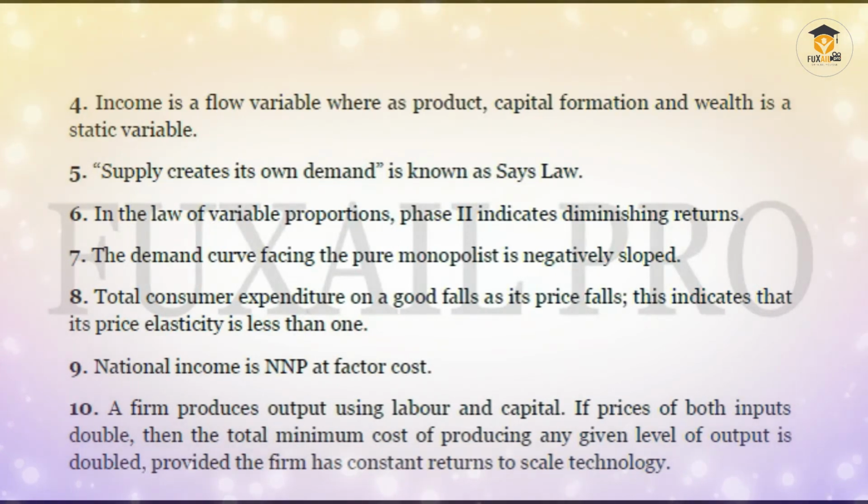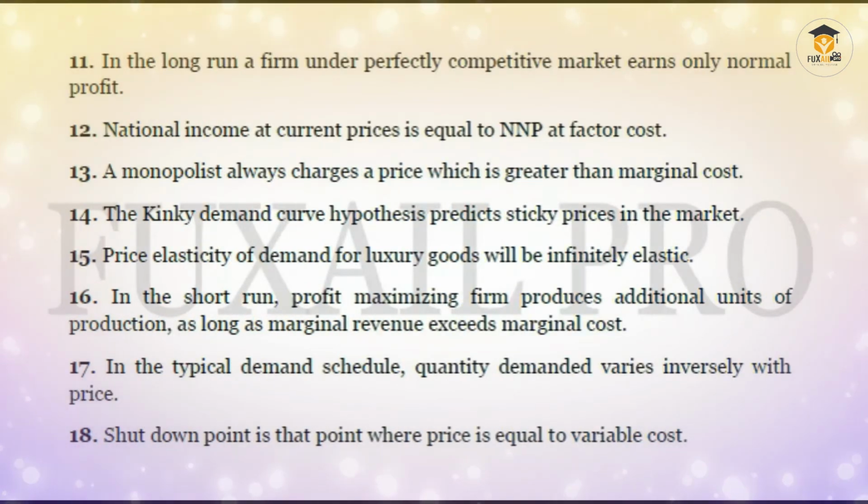10. A firm produces output using labor and capital. If prices of both inputs double, then the total minimum cost of producing any given level of output is doubled, provided the firm has constant returns to scale technology. 11. In the long run a firm under a perfectly competitive market earns only normal profit. 12. National income at current prices is equal to NNP at factor cost. 13. A monopolist always charges a price which is greater than marginal cost. 14. The kinked demand curve hypothesis predicts sticky prices in the market.